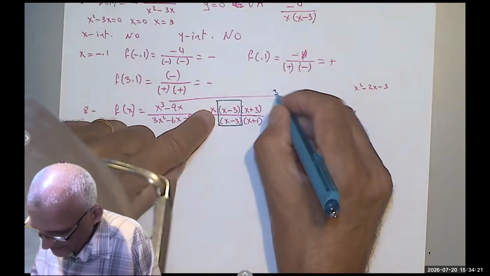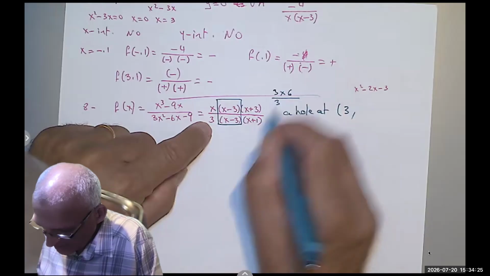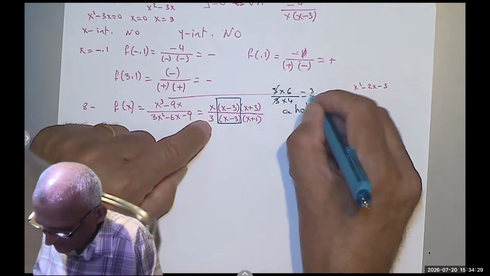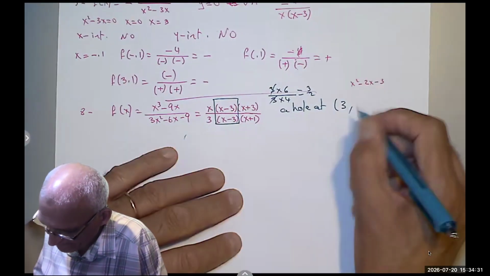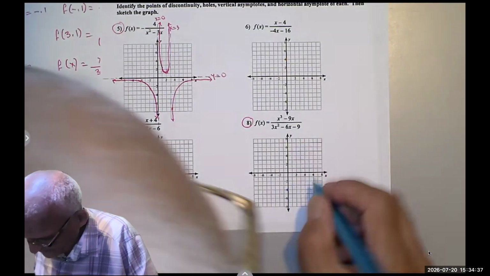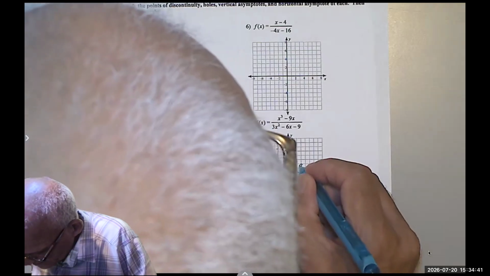So I get 3 times 3 plus 3 is 6 over 3 times 3 plus 1 is 4, 3 halves, or 1.5. So there is a hole at 3 and 1.5. There is a hole here.